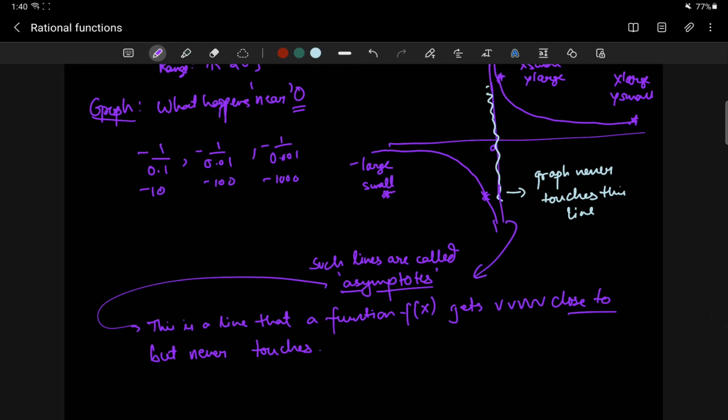However, to make things simpler, we first try to understand the two simple cases, namely when the asymptote is vertical and when the asymptote is horizontal. And thereafter, we go and look at a few examples of when the asymptote can be any line. So it can be any slanted line.